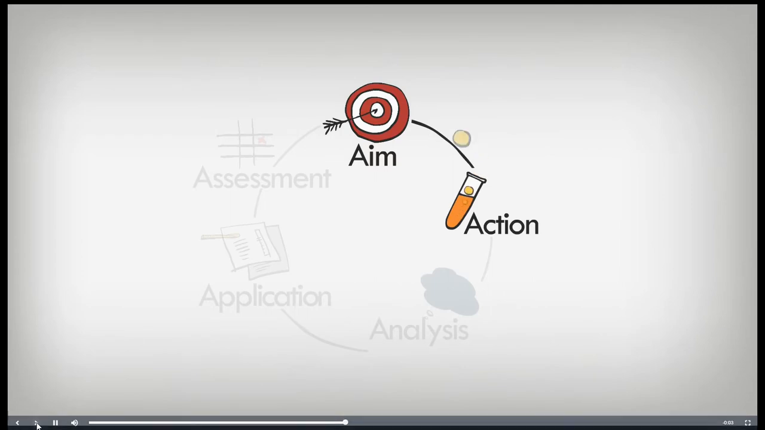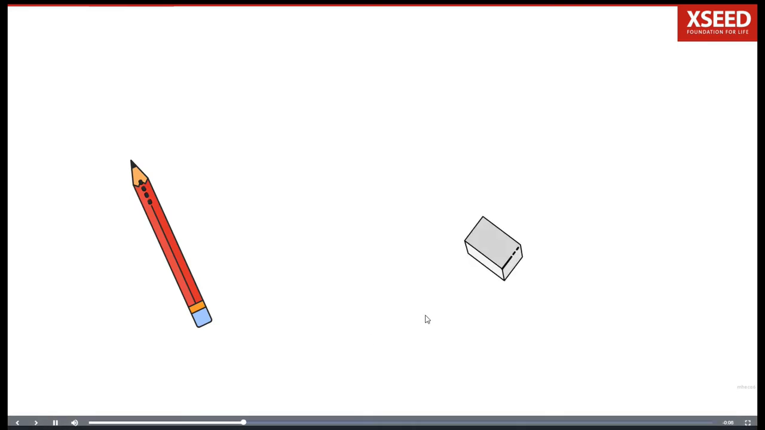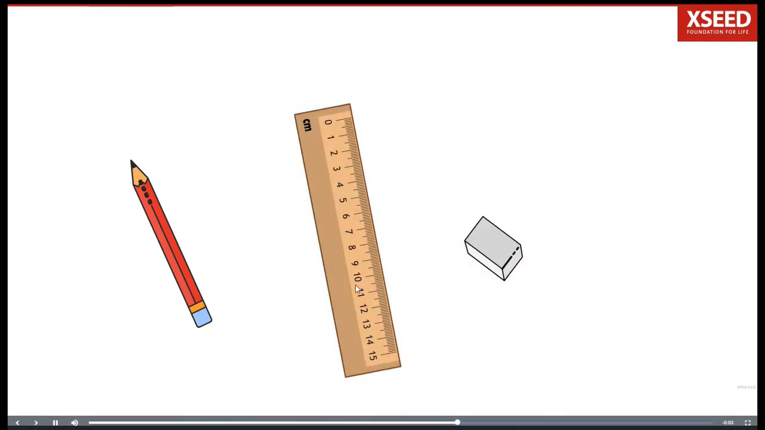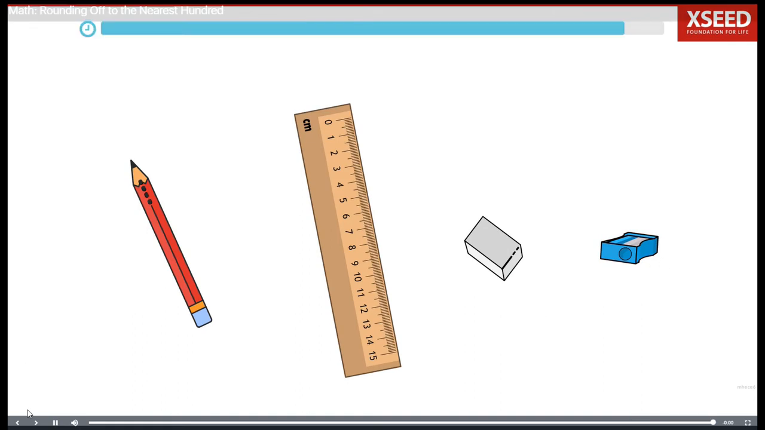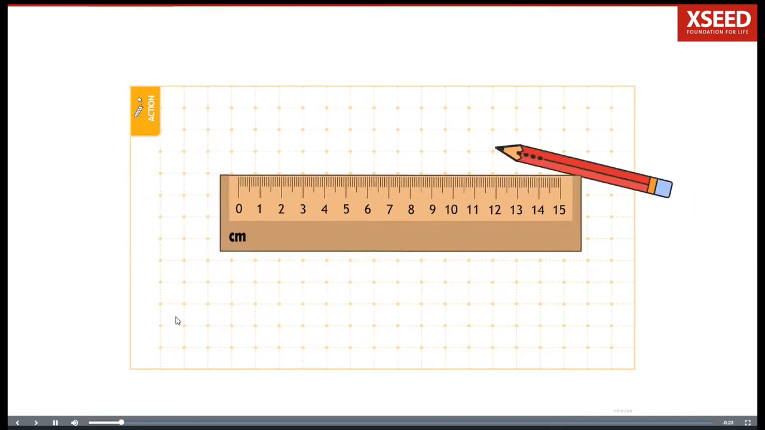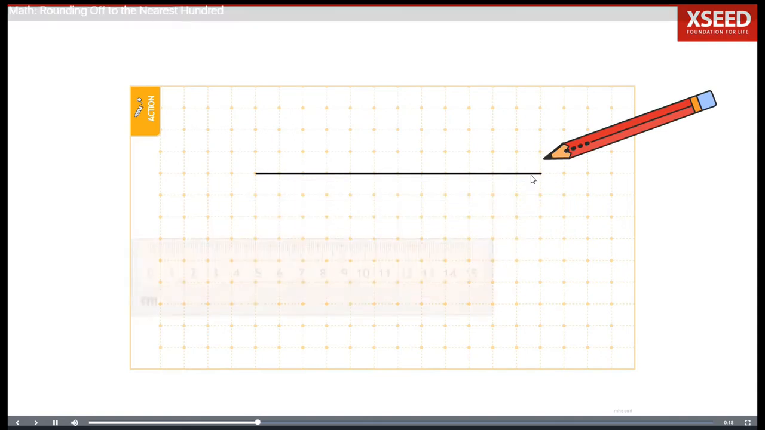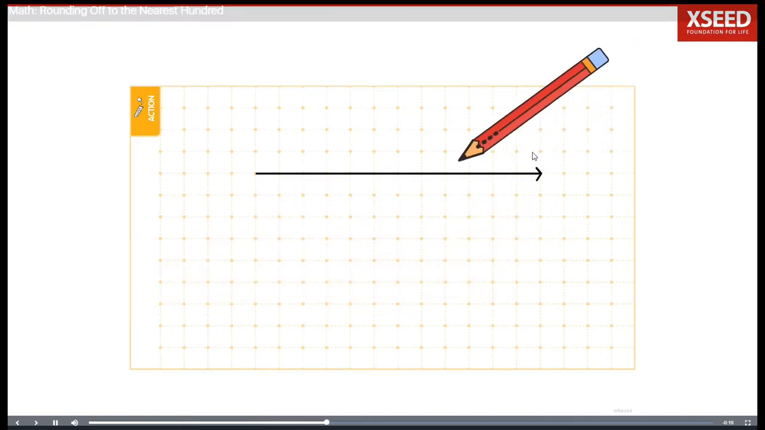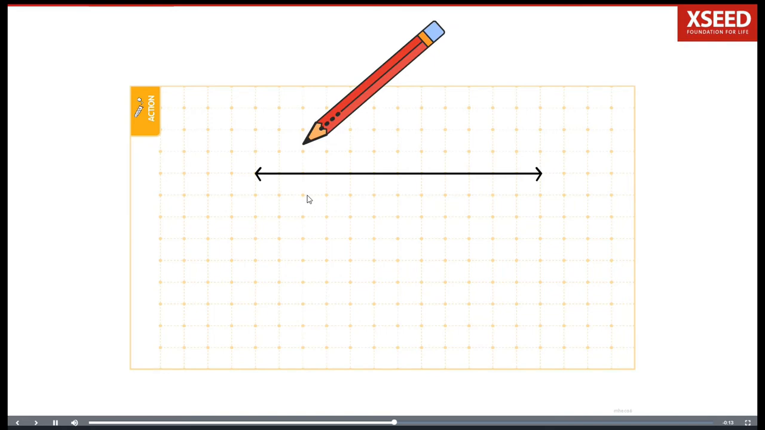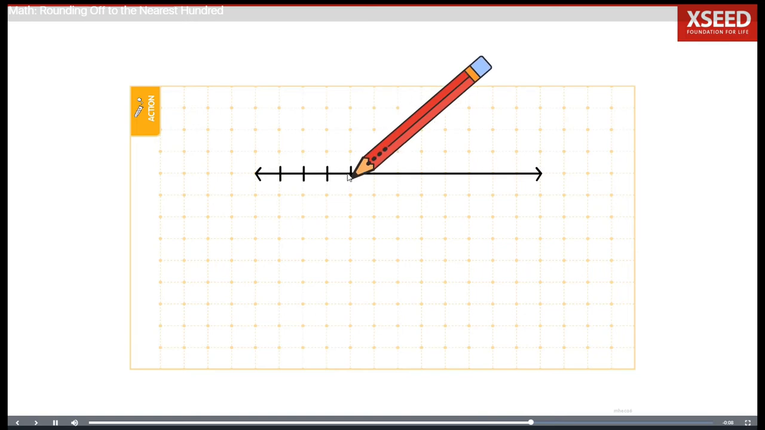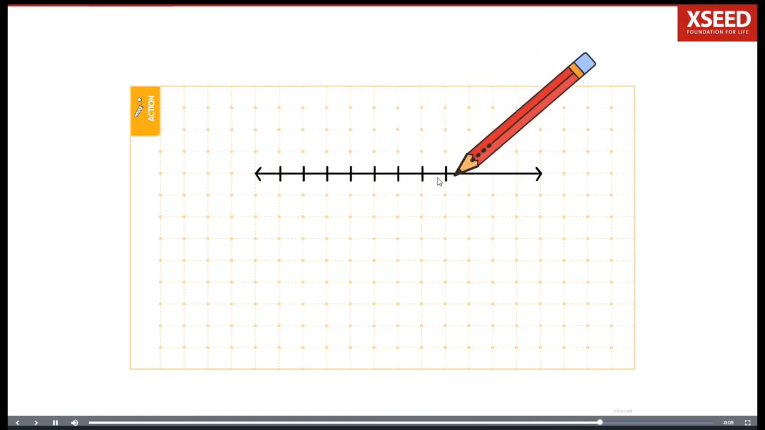Time for a quick activity. Let's get started. Take out a pencil, an eraser, a ruler, and a sharpener. Use a ruler to join 13 dots in the action section of your journal, like this. Draw arrows at the end to show a number line. Make sure that there are 11 dots inside the line. Make small lines on 11 dots, like this.